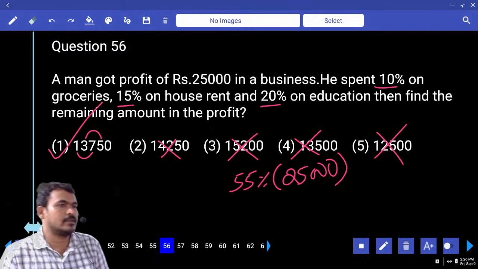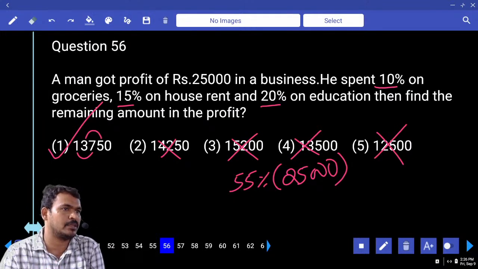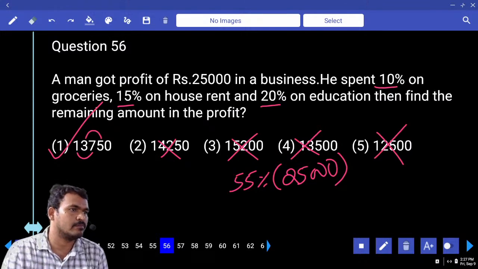Or 55% means 50% value plus 5% value, or not? 50% means 12,500. 5% means 1250. Both adding, it is 13,750, or not?